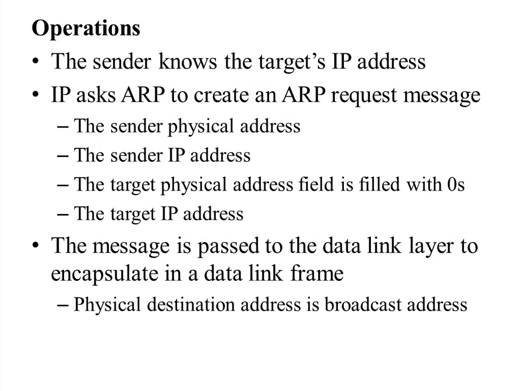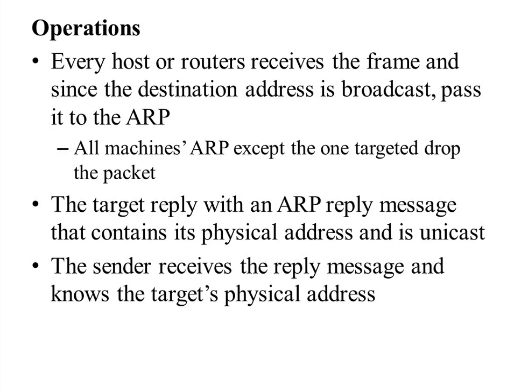In that case you should find out the physical address of that device. So an ARP request is generated. This carries the sender's physical address and IP address, with the target physical address initially filled with 0, and the target IP address. Now the message is passed through the data link layer and encapsulated to form a data frame. Then every host on the network receives the frame.